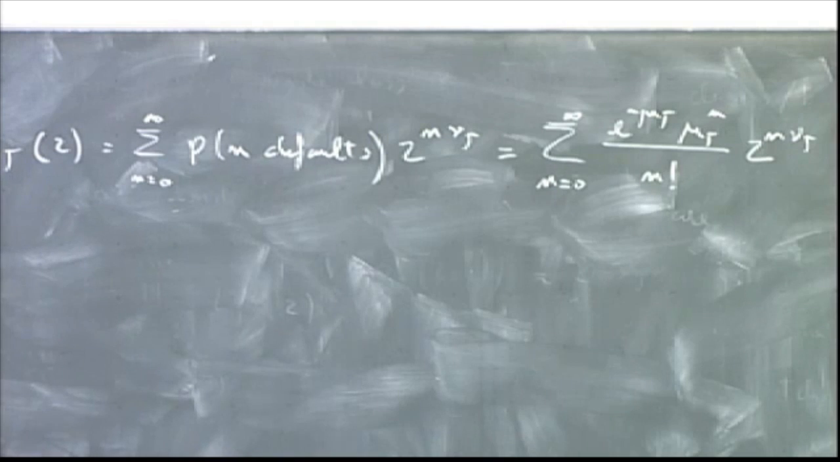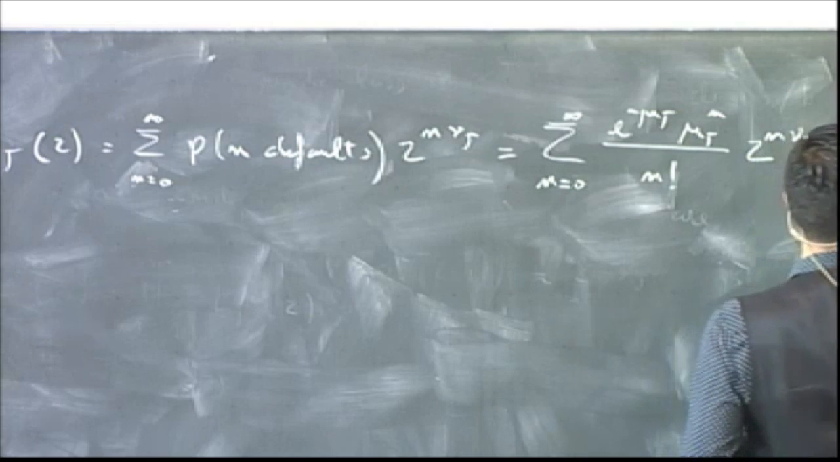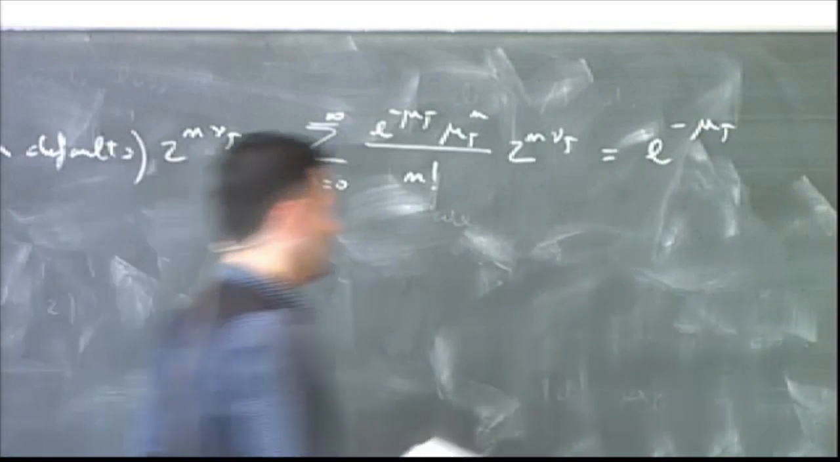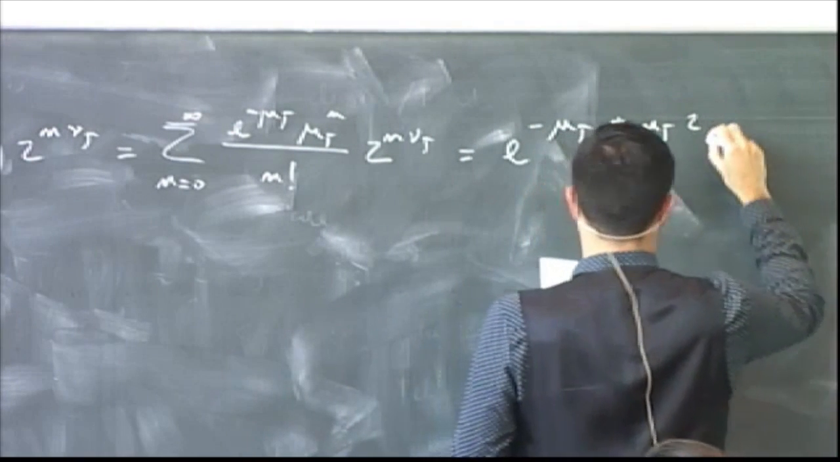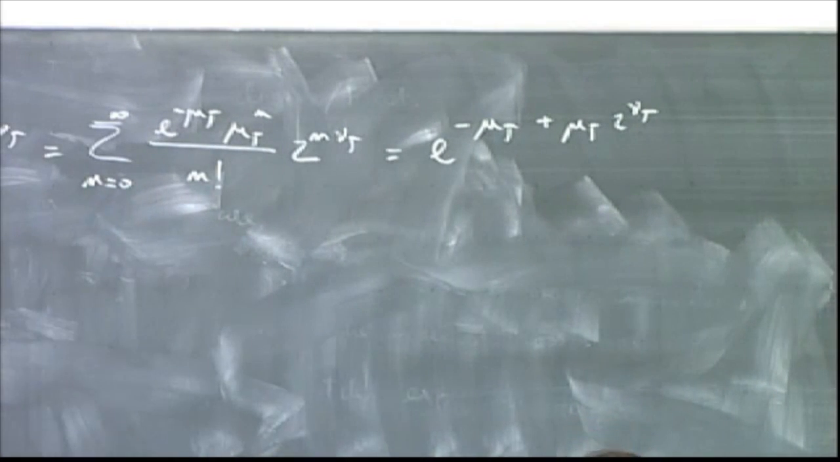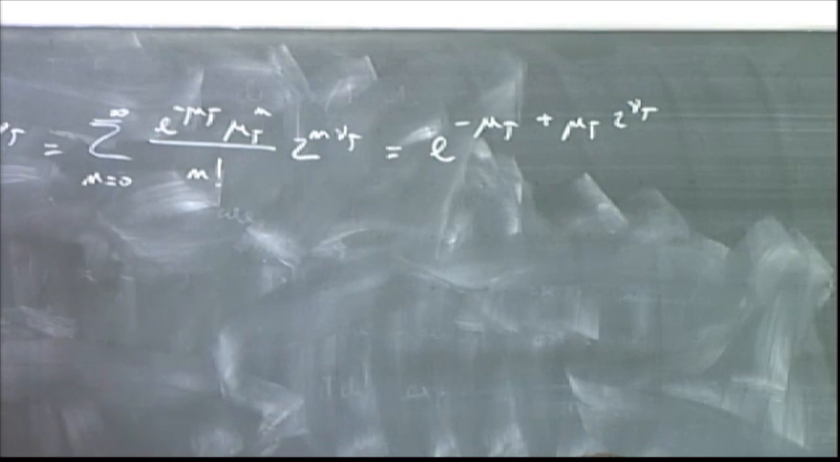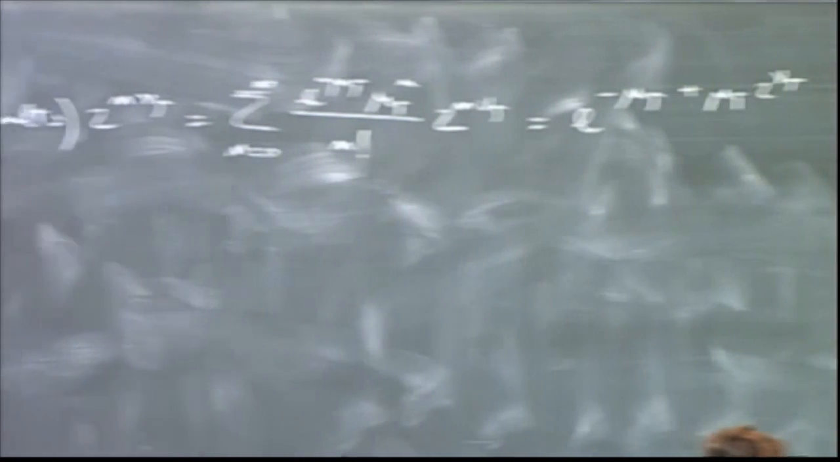And this quantity is equal to what? Is equal to e to the minus μ_j, okay? Plus, on the other side, μ_j z^μ_j. And you recover what we have seen before apart from the j's.